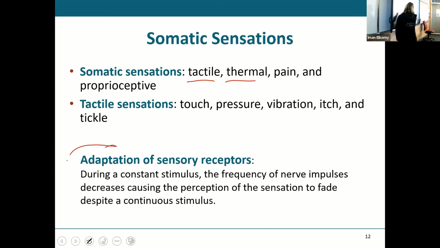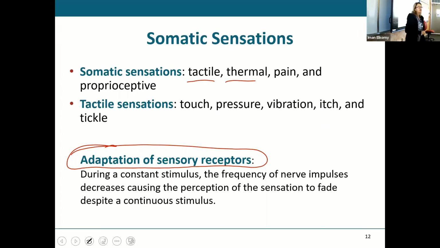I do want you to understand this concept right here. We want to talk about it just for a minute because it is actually super cool: the idea that our receptors can undergo adaptation. What does that mean? It means that a stimulus can continuously excite a receptor, but that receptor eventually is going to stop listening. Even if that stimulus is still there, you're not going to have that perception anymore.